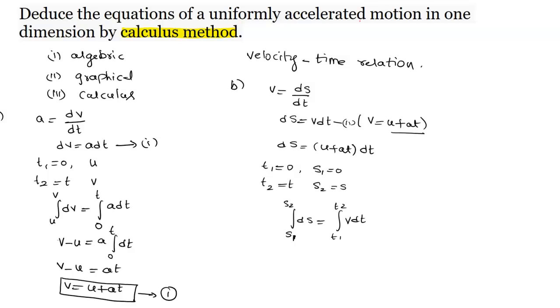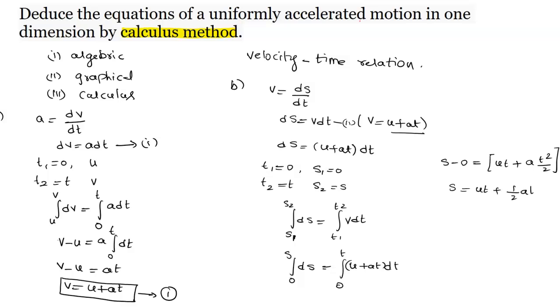The limits of the distance s1 and s2 are 0 to s. Integral 0 to s of ds is equal to integral 0 to t of v dt. Here v means u plus at into dt. The first one is upper limit minus lower limit. S minus 0 is equal to ut plus a into t square by 2. Therefore, s is equal to ut plus half at square.